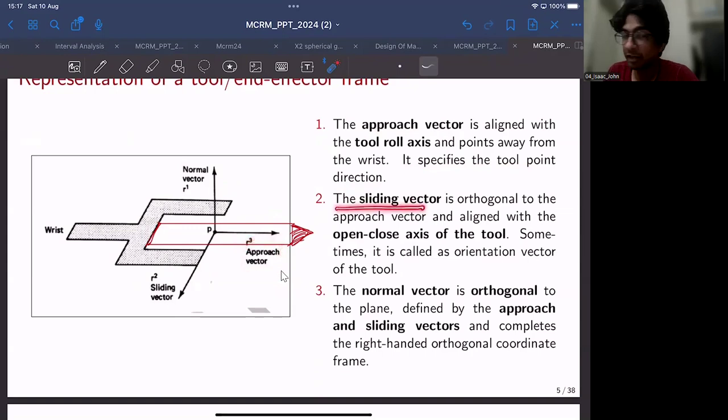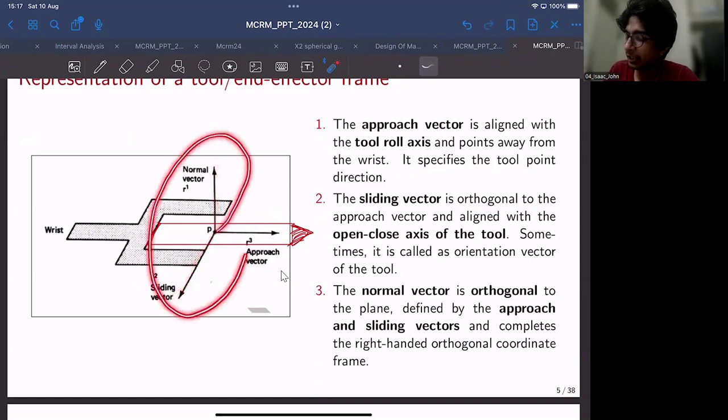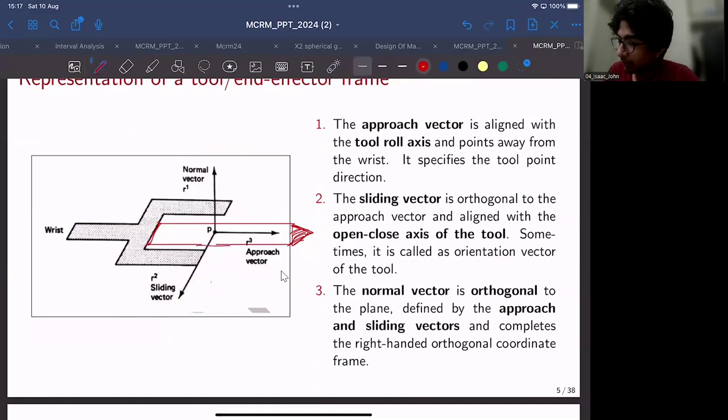The second vector, we call the sliding vector, which is orthogonal to the approach vector. Orthogonal to the approach vector means it can be at 90 degrees, so it can be along this direction or this direction, any of these directions with respect to the approach vector. But we need one more piece of information to exactly specify that. So what would that be? It is orthogonal to the approach vector and aligned with the open and close axis of the tool. If you consider this to be the gripper, the gripper can open and close along this direction so that it can exert some gripping force onto the tool. Maybe using some sliding joint, the gripper can move back and forth along this direction. That specific direction, which is orthogonal to the approach vector, we call the sliding vector.